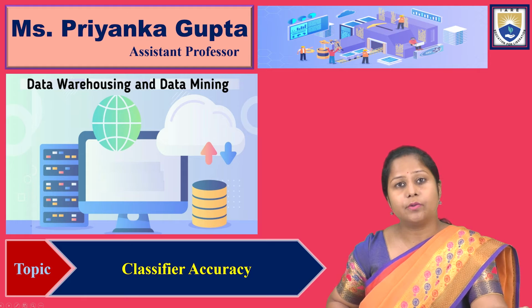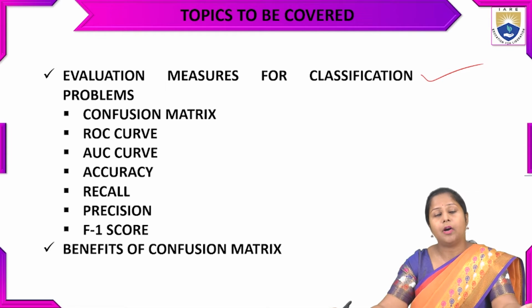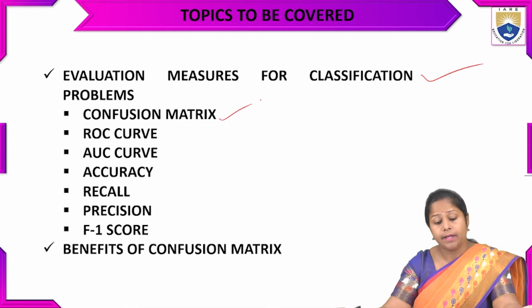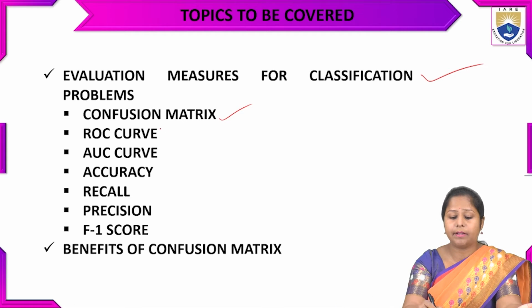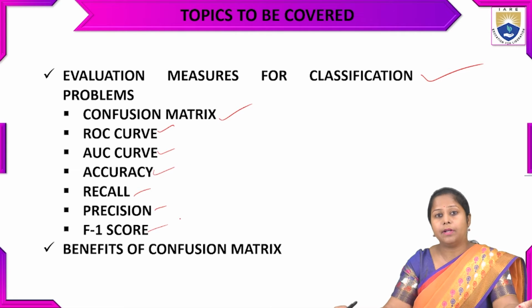I'll cover the topics today. What are the evaluation measures for the identification problem of classification? In classification, we are going to use some techniques. The first technique is the confusion matrix. In the confusion matrix, there are some other properties too. There will be the ROC curve, the AUC curve, accuracy, recall, precision, and F1 score.